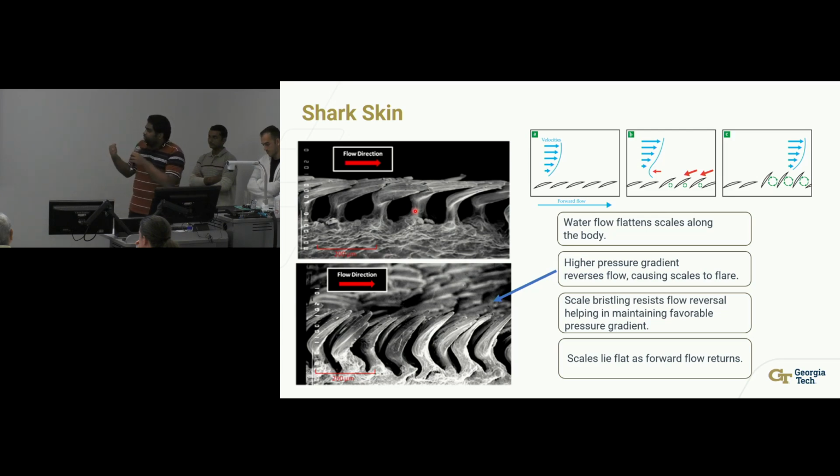When the flow is flowing over it, initially the structures tend to be flat. And then as some kind of pressure gradient develops, vortices form in between the structures, and then slowly they tend to flare up. And once that pressure gradient is suppressed, it'll again get back to being flat. So that's how it is.